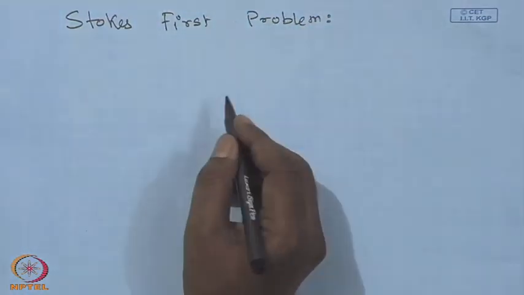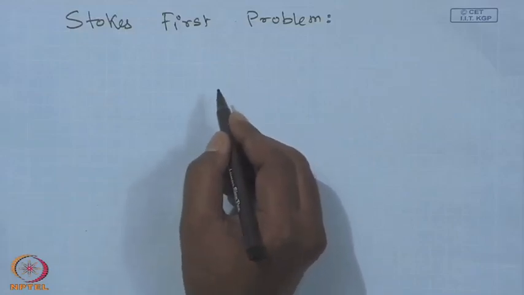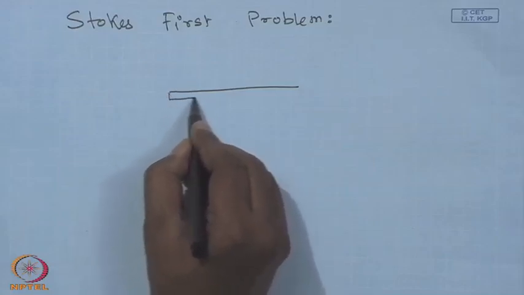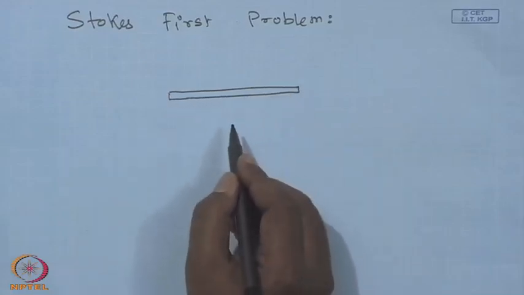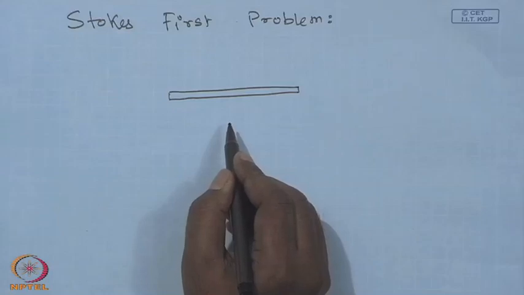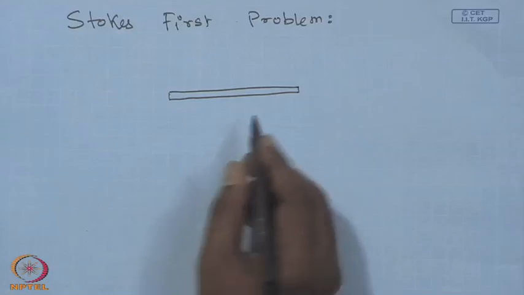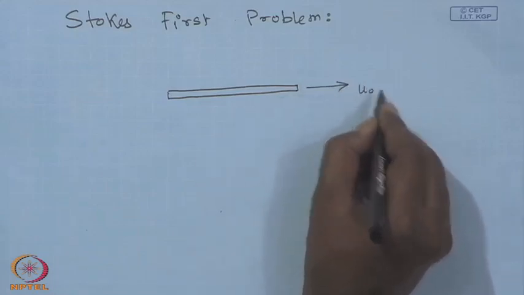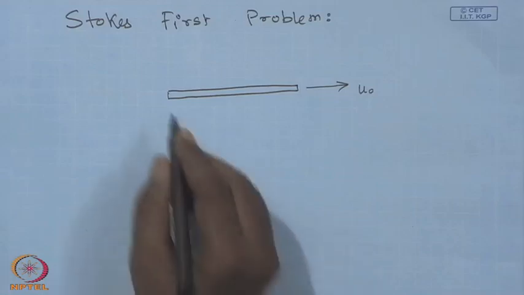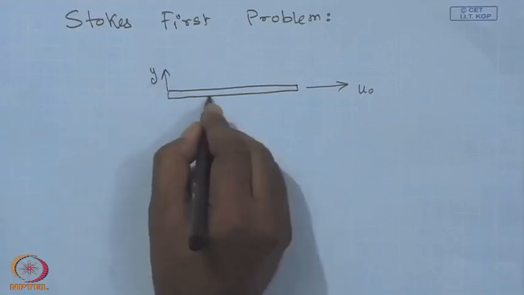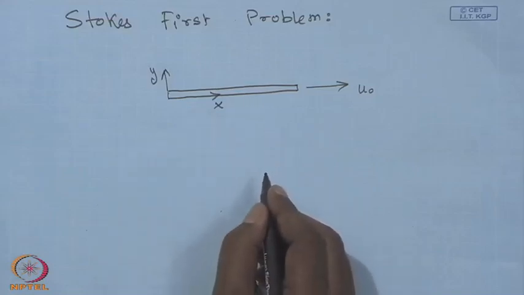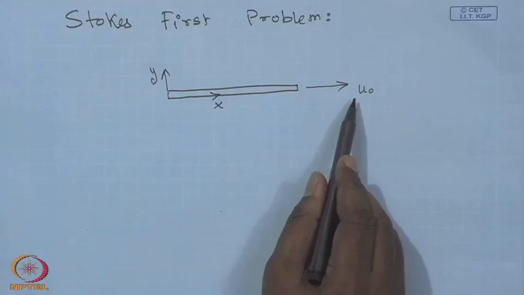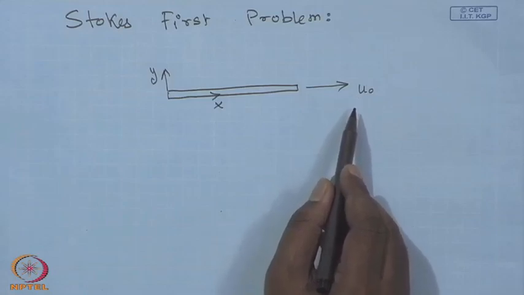In the case of Stokes' first problem, we have a pool of liquid, and it is stationary in nature initially. Now, we place a plate at time t equal to 0 in the stationary pool of liquid, and at t equal to 0 plus this plate starts moving in the forward direction with a velocity u naught. We fix our coordinate system here, y, and this will be in the direction of x. So, at t equal to 0, the plate starts moving in the forward x direction with a constant, uniform velocity u naught.